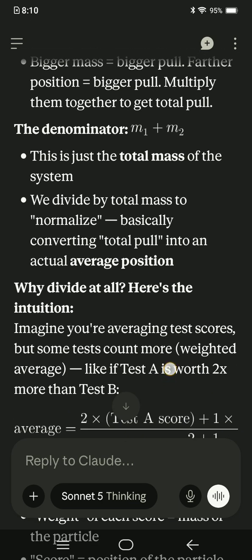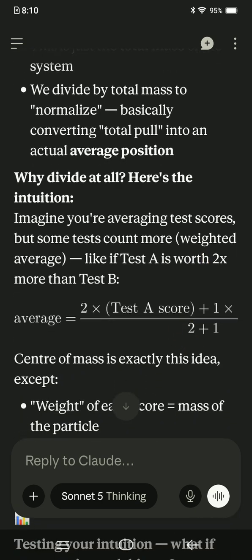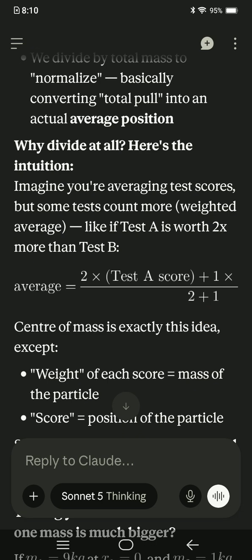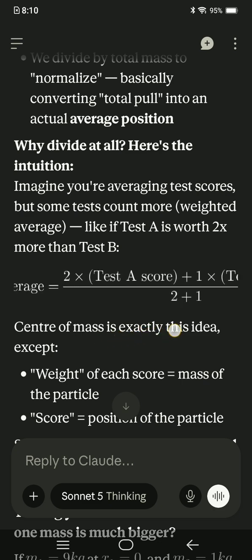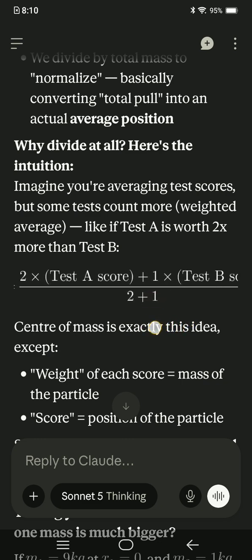Why divide at all? Here's the intuition. Imagine you are averaging test scores, but some tests count more. Weighted average. Like if test A is worth 2 times more than test B, then the average would be 2 times test A score plus 1 times test B score, divided by 2 plus 1.